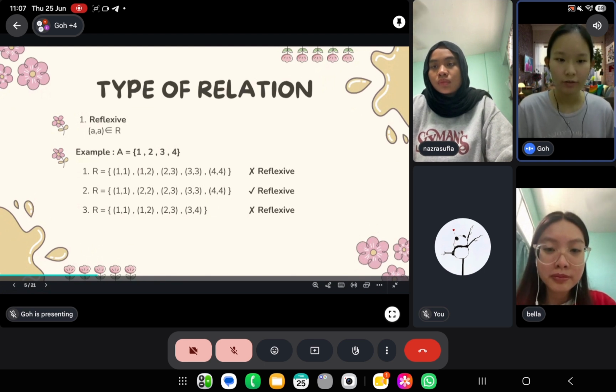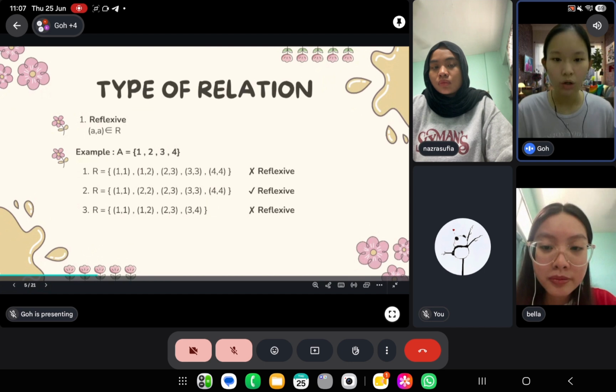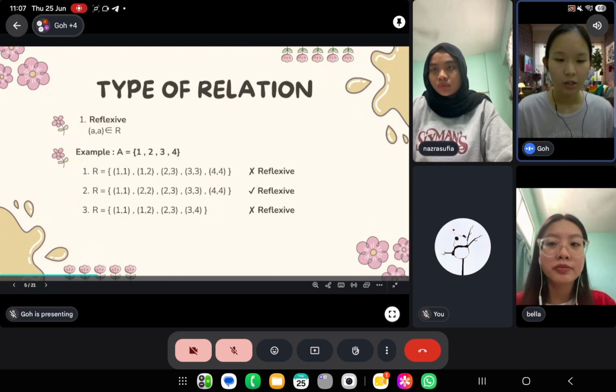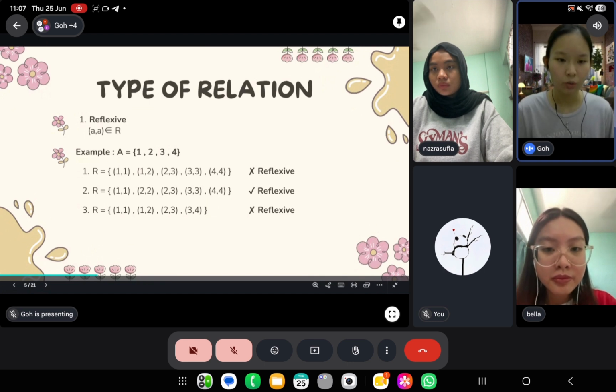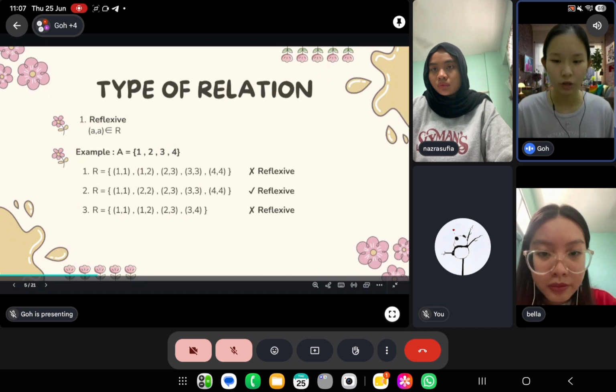And we can know the first one is not reflexive since reflexive must have (1,1), (2,2), (3,3), and (4,4). So we look at the second question, R equals {(1,1), (2,2), (2,3), (3,3), (4,4)}. It is reflexive. And we look at the third, R equals {(1,1), (1,2), (2,3), (3,4)}. It lacks (2,2) and (3,3), so it is not reflexive.